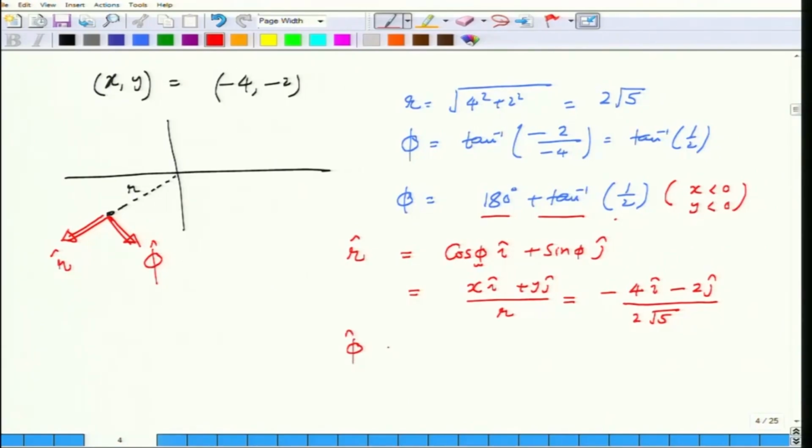The phi unit vector is going to be minus y i plus x j over r, and that's going to be 2i plus minus 4j over 2 root 5. You can see that the x component of the phi unit vector is in the positive direction and the y component is in the negative direction, and for the r vector the x component is in the negative direction and so is the y component. So we are being all consistent.